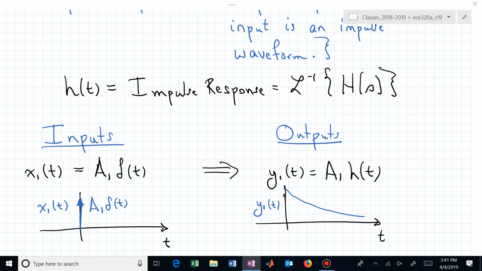So let's use that to our benefit. Here, this is an arrow on a straight vertical line. That means it's the impulse waveform, and it's weighted with a weight of a sub 1. The area underneath that impulse for x sub 1 of t is a sub 1. If you now applied that signal to a system that had an impulse response h of t, then you know what the output's going to be. It's going to be the impulse response scaled by that a sub 1 amount.